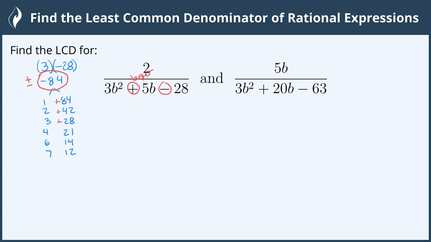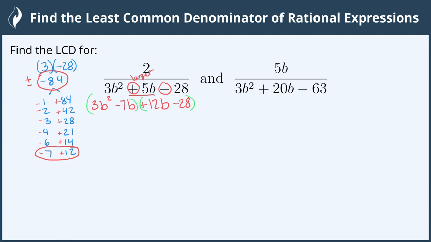So if we put a positive along all the larger factors and a negative along all of the smaller factors, now we need to find a combination that will give us positive 5. And it looks like this one at the end, minus 7 plus 12, will give us positive 5. So we replace that, and we have 3b squared minus 7b plus 12b, both of those replacing our positive 5b, minus 28. Now we need to factor by grouping, so we'll group the first two and the last two.